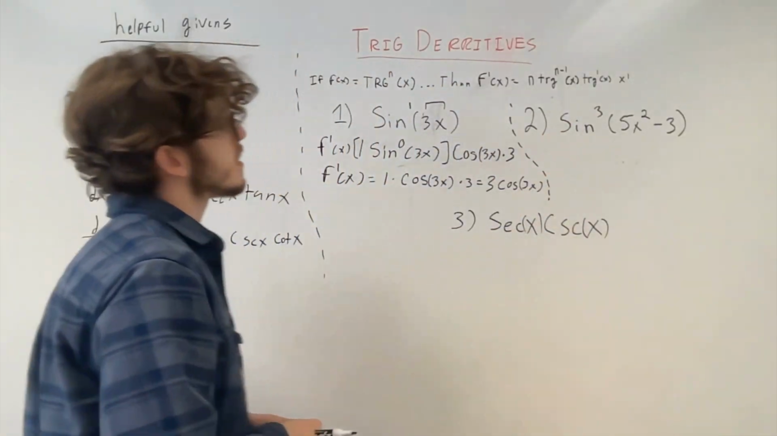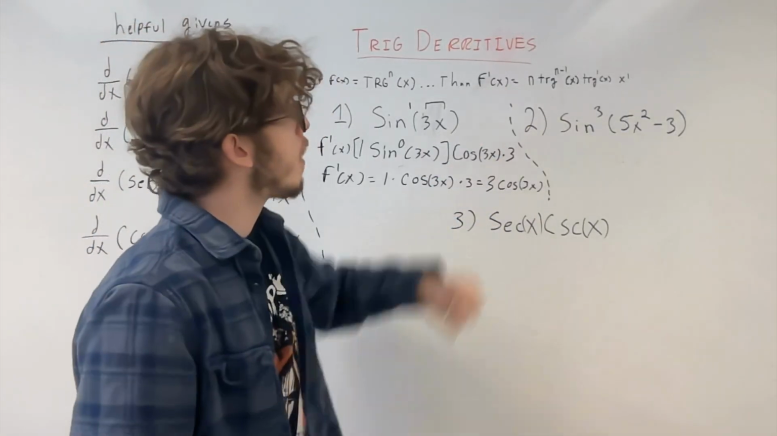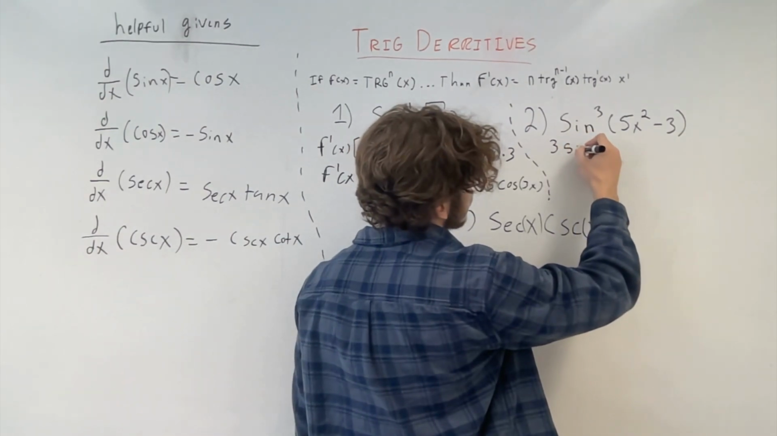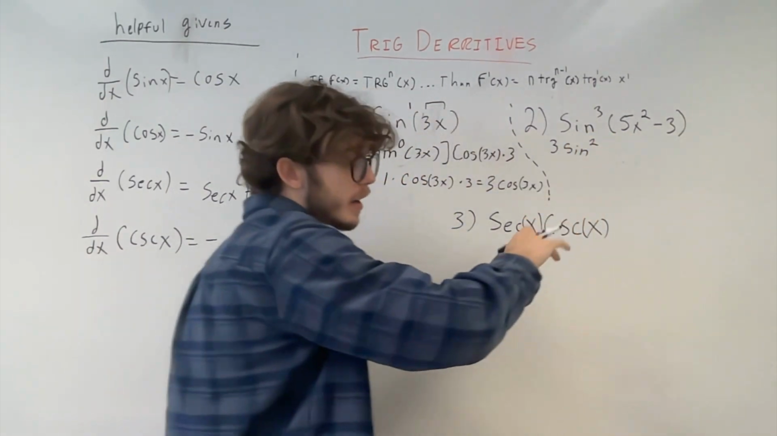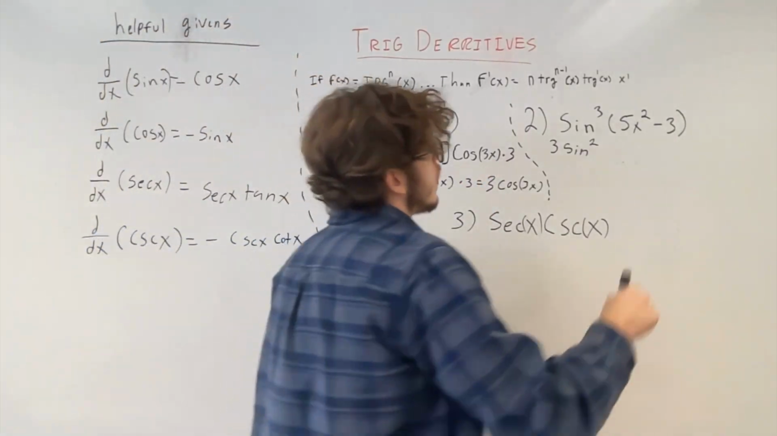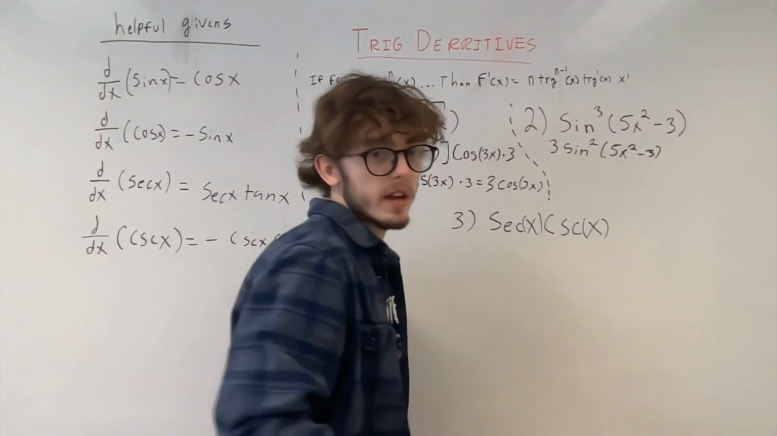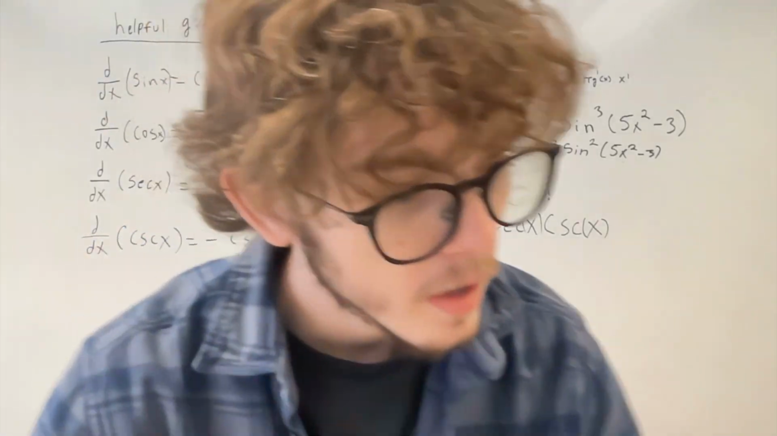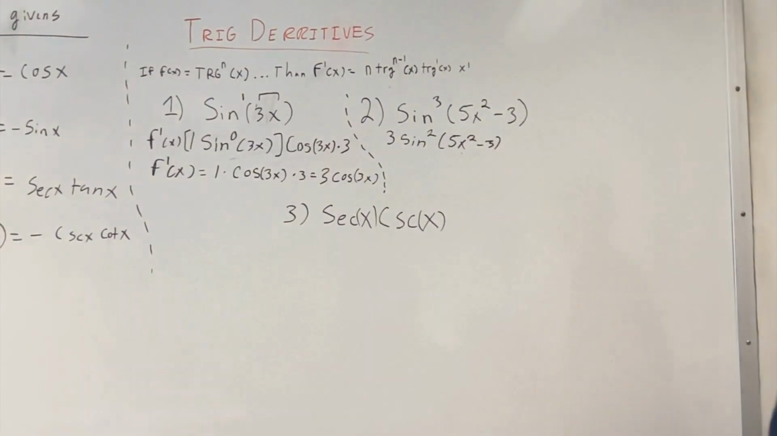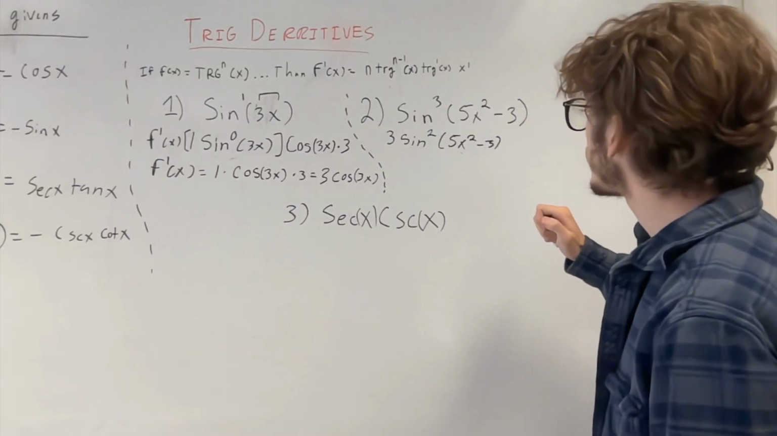Here we have sine to the third of 5x squared minus 3. Let's do the power rule first. So we're going to bring down the 3, sine squared, right? So it didn't drop out this time. It's not going to 0, it's going to 2. Now we say 5x squared minus 3. And let me just make sure that you guys can see this here. Gonna move us over. Awesome. Okay, so we have 3 sine squared of 5x squared minus 3.